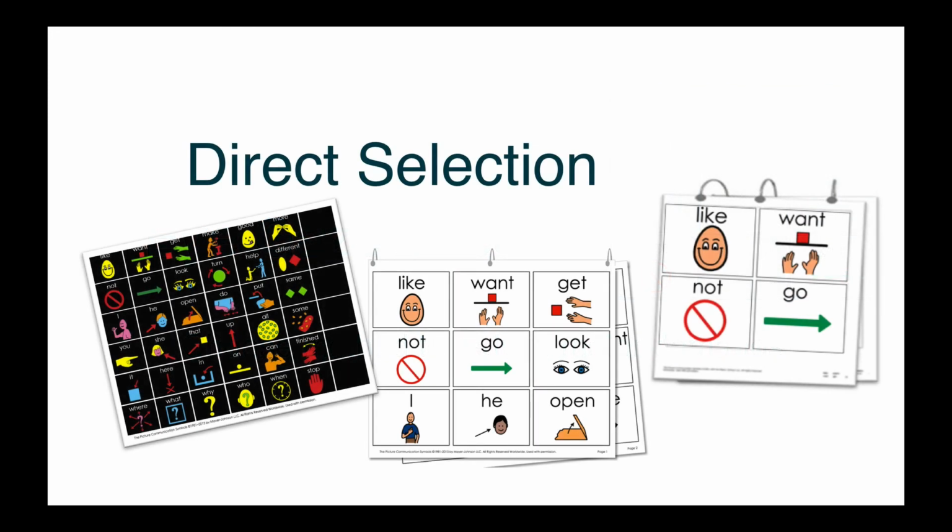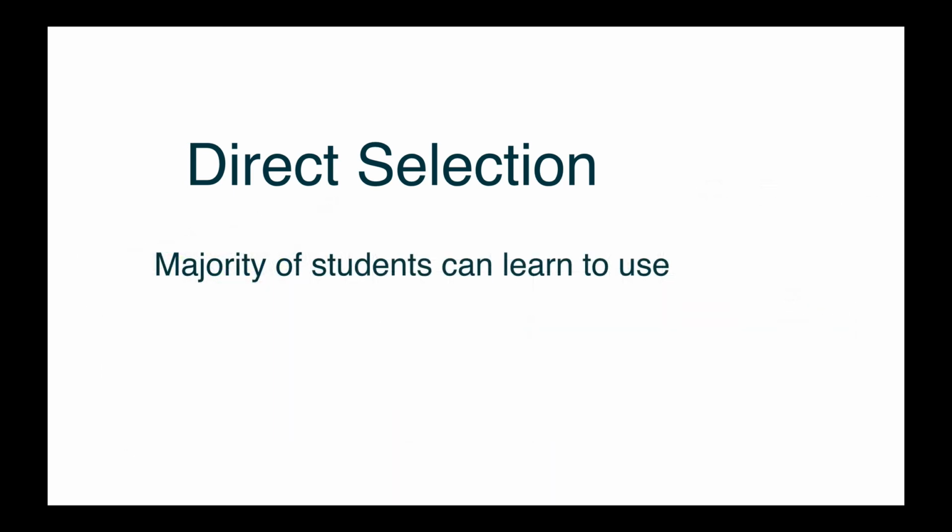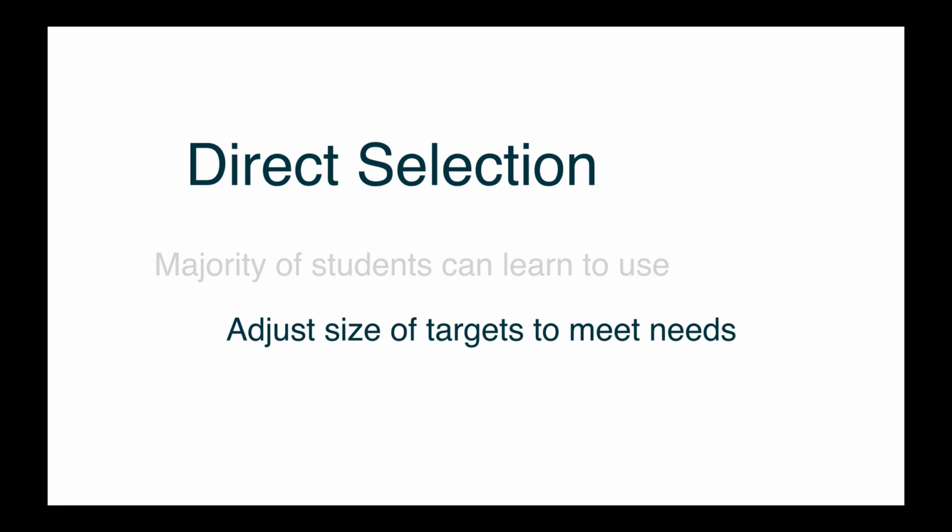Direct selection is the most efficient way of making selections on a communication system. Students typically use some form of pointing to select desired symbols. We find that the vast majority of students can learn to use direct selection. They can directly select or point to the symbols if we adjust the size of targets to meet their range of motion and pointing skills. We also find that many students have to begin with large targets, but can move to smaller targets as they learn the symbols and begin to understand more about using them to communicate.